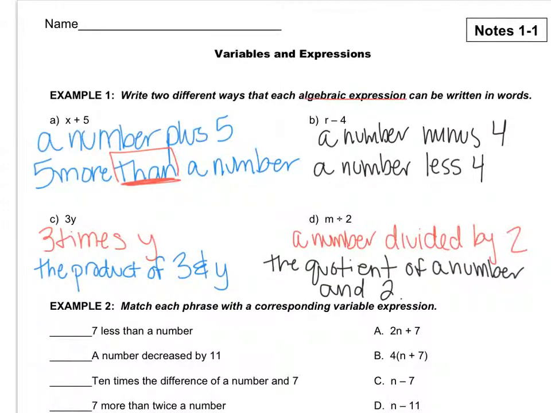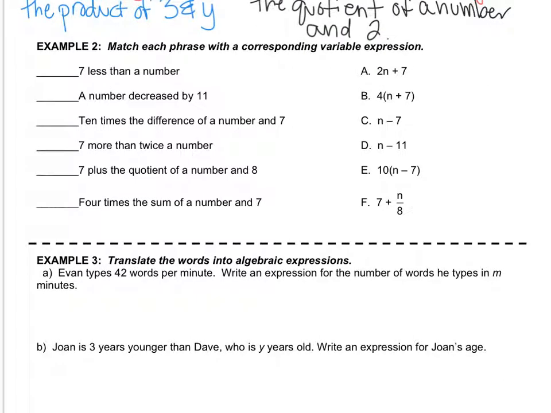Alright, on example 2, it says match each phrase with a corresponding variable expression. So we have our phrases over here on the left, and we have our expressions over here. What I would do first, let's do process of elimination. Let's try to do the easy ones first, and we'll leave the harder ones for the end. So the first one reads 7 less than a number.